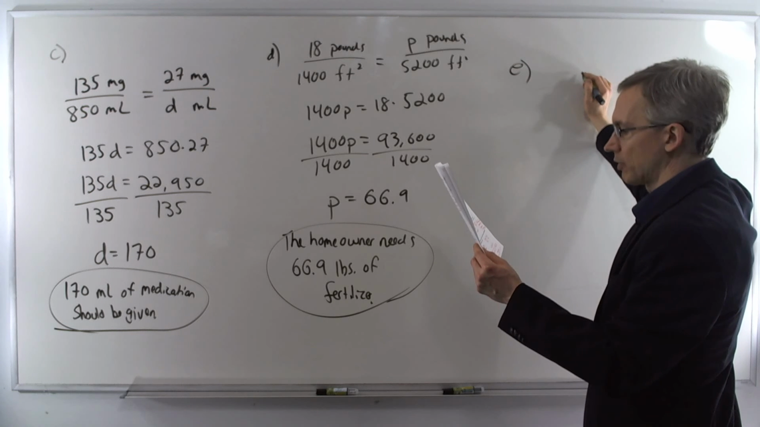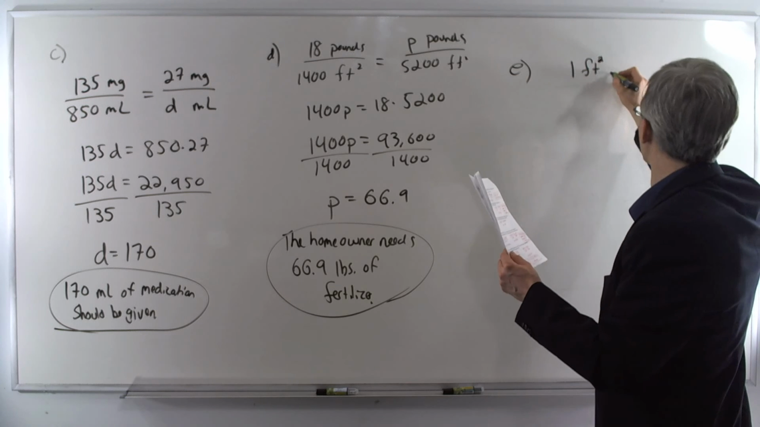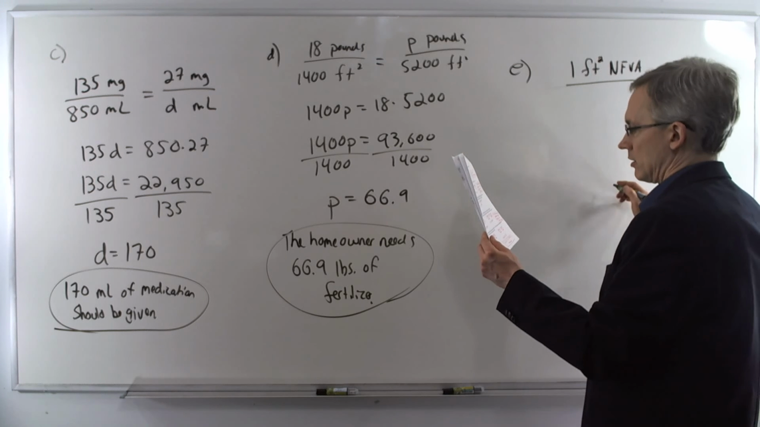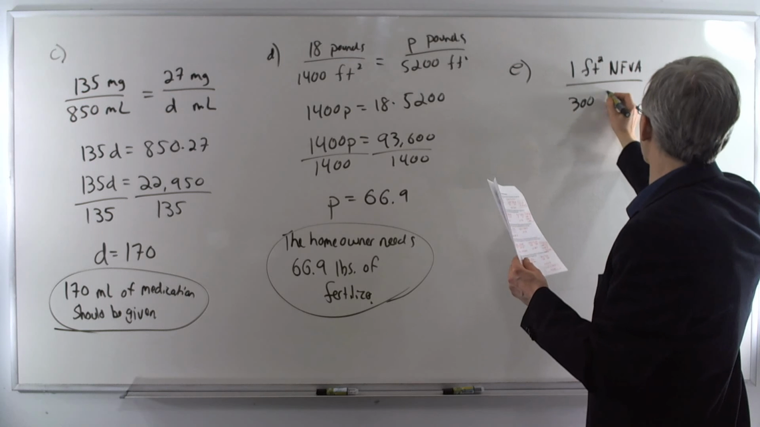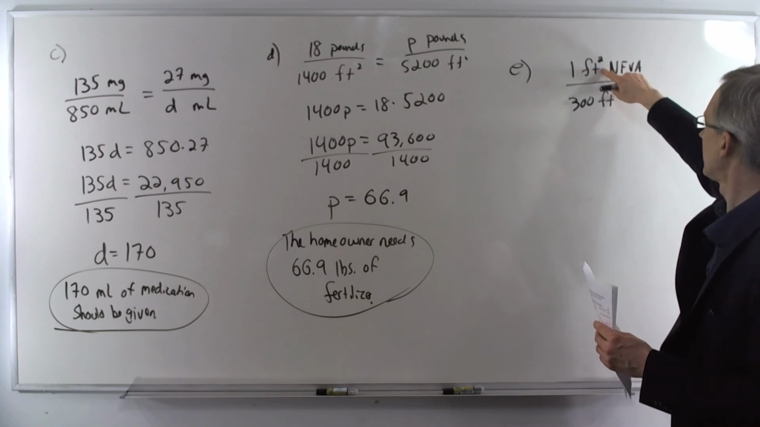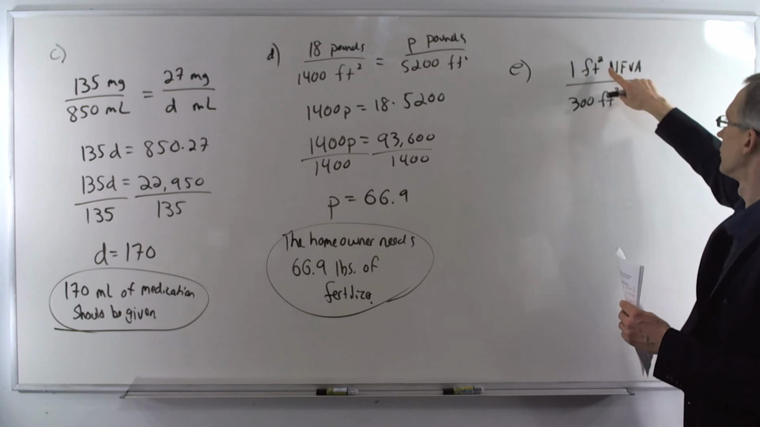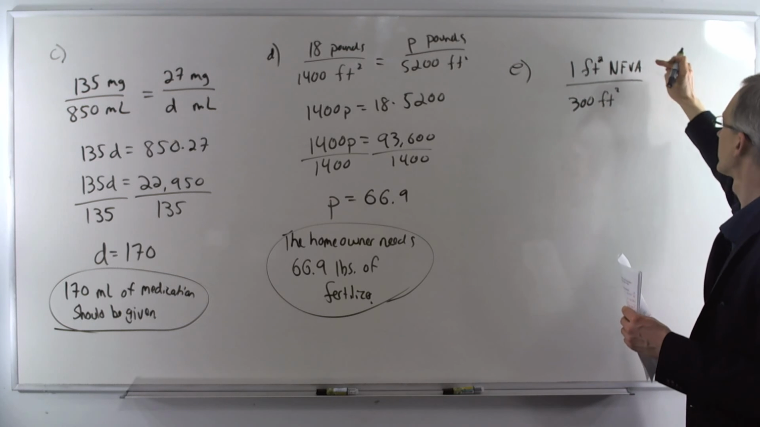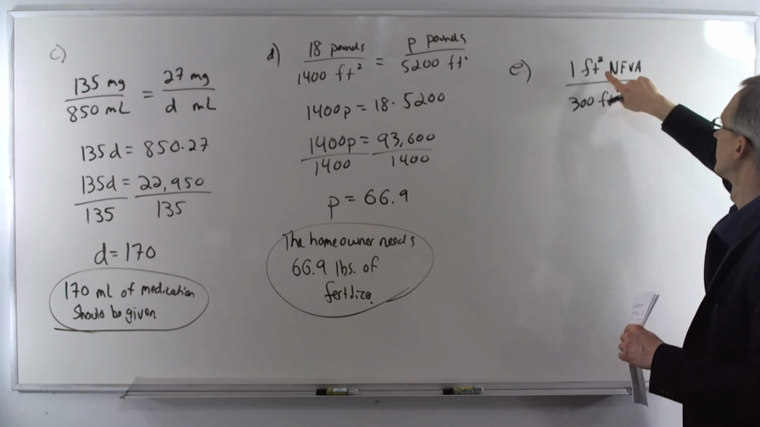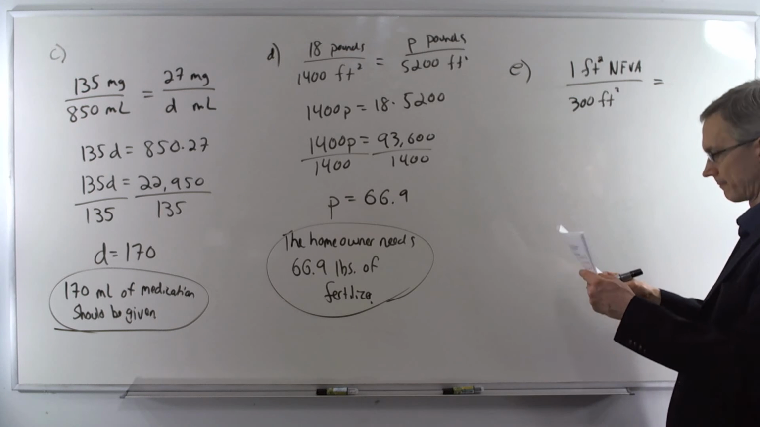We have 1 square foot NFVA over 300 square feet of attic space. Now, we have the same units on top and the bottom, so we have to have some way of telling which is which. When you have the same units, make sure you indicate units of what. Here we can differentiate by saying the top is the NFVA, the bottom is the attic. So I'm just going to label one of them so that we know.